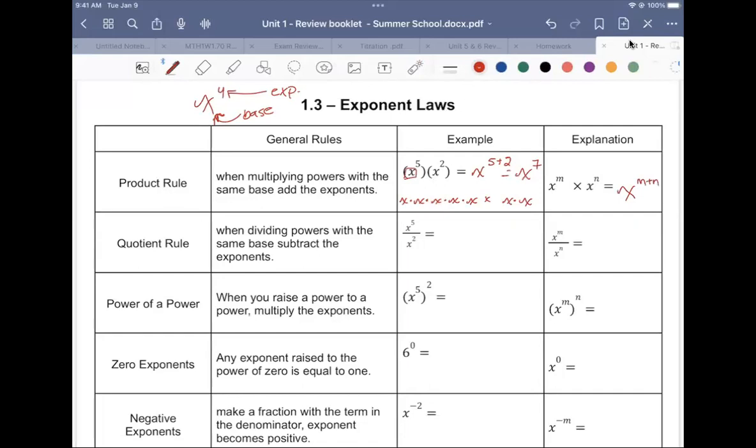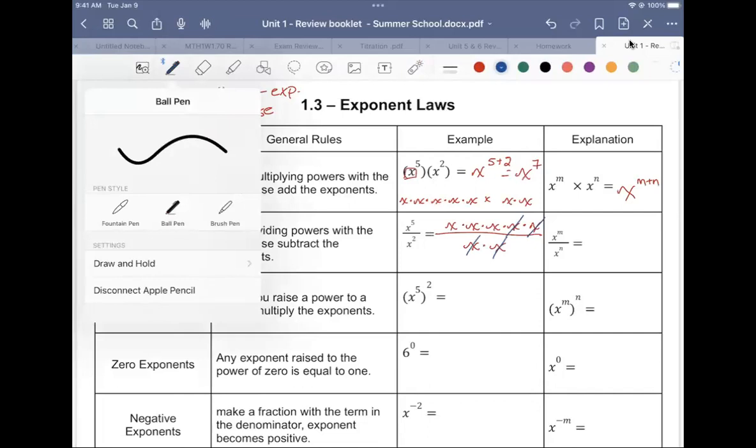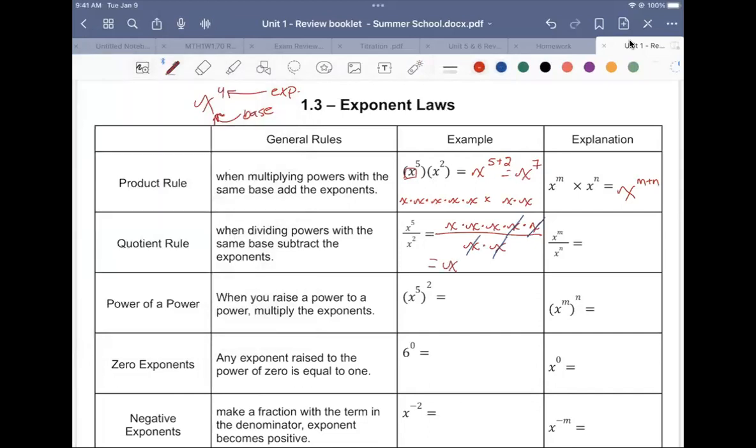The quotient rule is when dividing powers with the same base, we're going to subtract the exponents. So, for example, I will get x times x times x times x times x over x times x. If I look, this one and this one will cancel out, and this one and this one will cancel out, which gives me, in this case, x to the 3, which is the same as 5 minus 2. So it would be x to the m minus n.